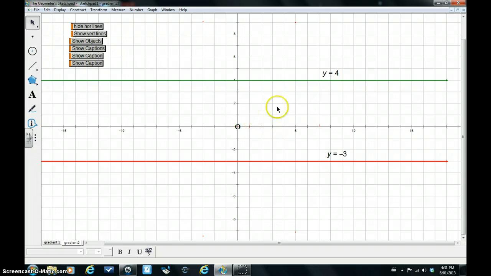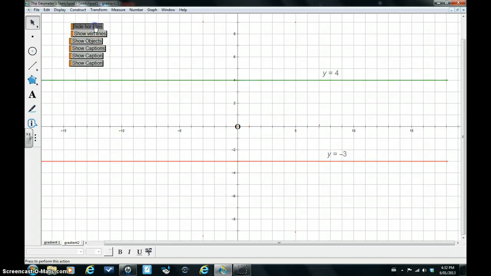Well, what is the gradient of these two lines? The gradient of a line is a measure of the steepness of the line, and if you were driving along this green line, which could be a road, obviously the steepness is 0, and so the gradient is 0. So the gradient of any horizontal line is 0.